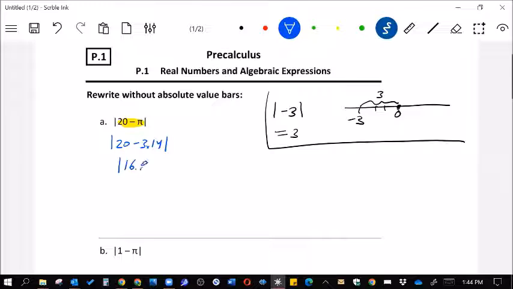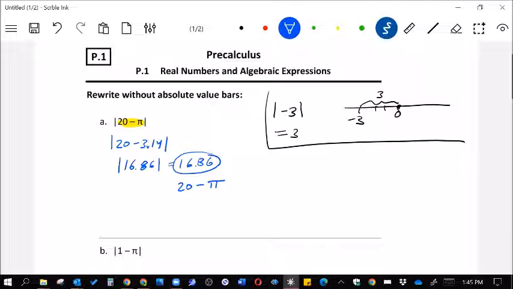It comes to 16.86. And 16.86 is a positive number. Therefore, 16.86 is the result. All right, so now that would be the answer number. It can be rewritten as simply 20 minus pi, and that's actually what's being looked at. Rewrite it as the actual expression. Let's get that. That does result in 16.86.